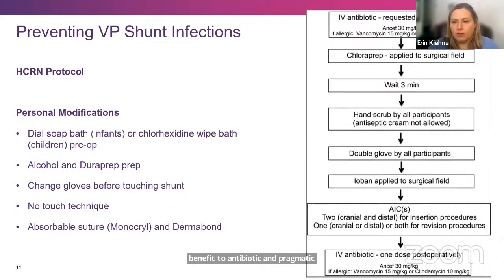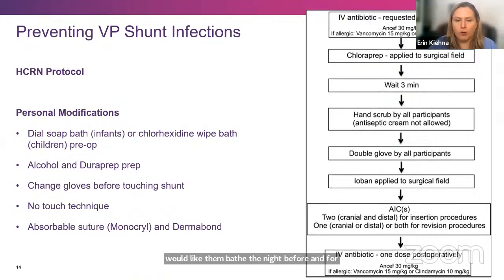Personally, I follow this protocol. I do have a few modifications. I insist that when possible, the neonates get a Dial soap bath because it seems that the neonatal ICU has stopped bathing them daily. They say they're supposed to go every few days between baths to help protect the skin barrier, but I would like them bathed the night before.